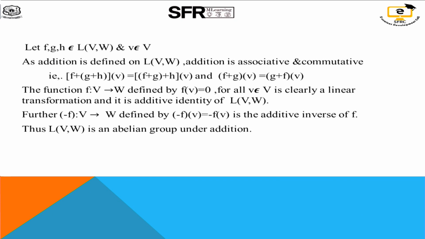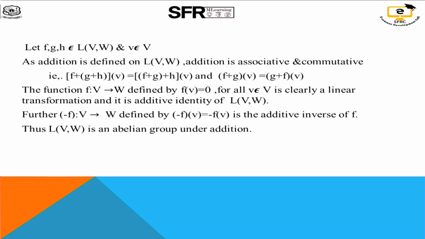Clearly, this function is the additive identity. The zero map is the additive identity of a homomorphism f belonging to L(V, W). Similarly, if we take a homomorphism f, then minus f is its inverse, because the inverse element is also a homomorphism. Minus f of v equals minus of f of v. It is the additive inverse.